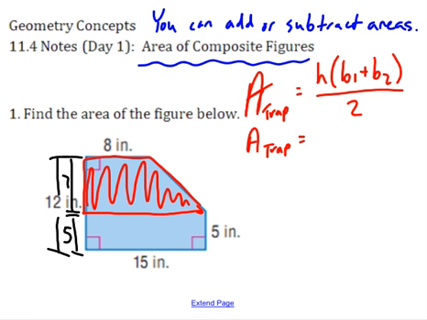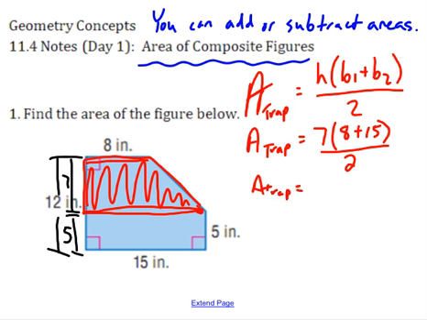So let me get my red marker here. My height would be 7. My base 1 would be 8 on top, plus the whole distance, corner to corner, of 15, divided by 2. So, knowing how to use my calculator, area of the trapezoid is going to equal 23 times 7, divided by 2. I get an area of the trapezoid of about 80.5 inches squared.